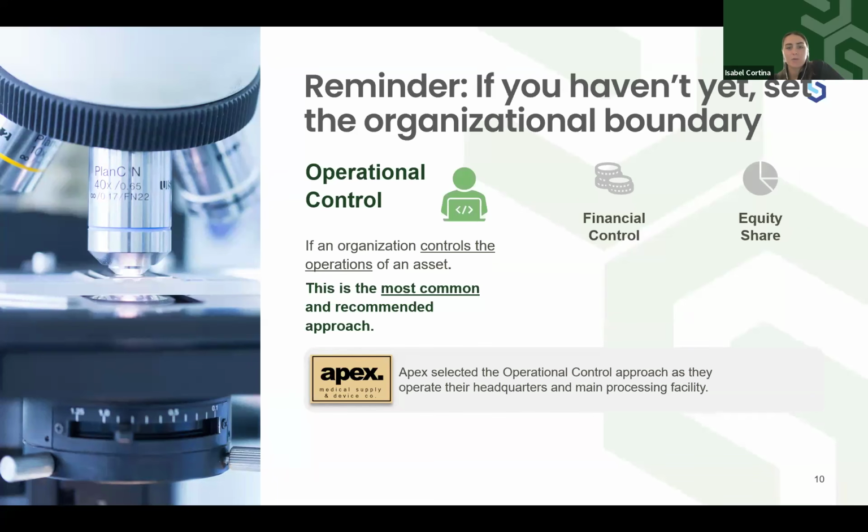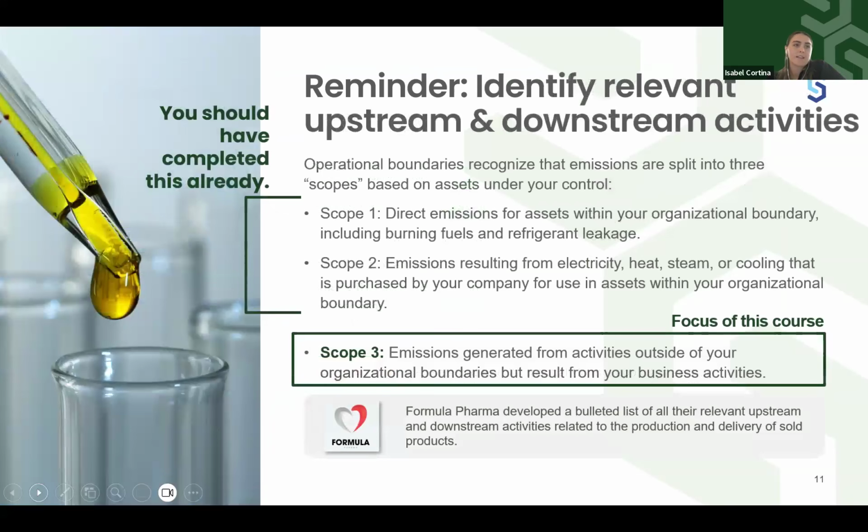For many companies, operational control and financial control are equivalent, but generally speaking, in your industry, many companies choose the operational control approach, which is aligned here with what our example company of Apex does. The last reminder I have for you today is about identifying the relevant upstream and downstream activities. For Scope 3, this really will include indirect upstream and downstream emissions within your supply chain.